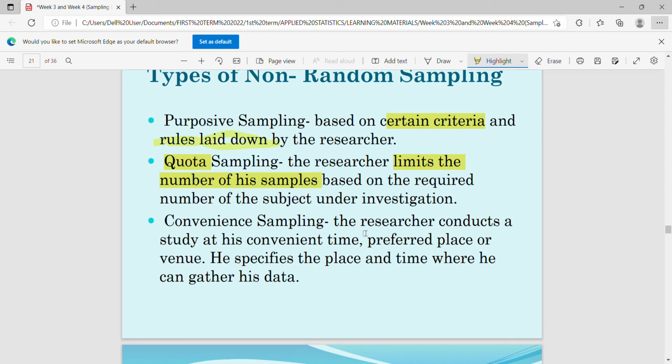So this sampling means that the researcher conducts a study at his convenient time, prepared place, and venue. From the word convenient or convenience, the control is given to the researcher because it is his choice, ug usa ang pabor niya, no? So he specifies the place and time where he can gather his data.